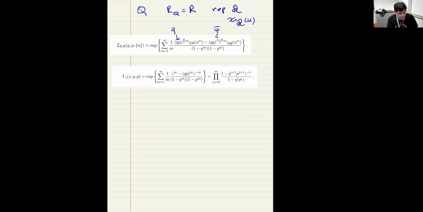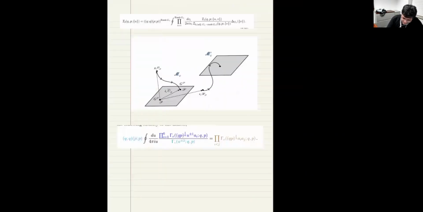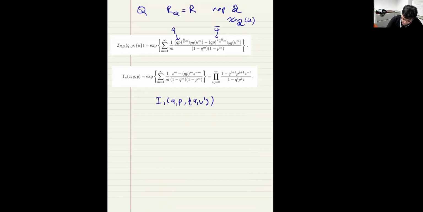And finally, if you want to compute an index of a gauge theory, the only thing you need to know is the index of a theory before you gauge a certain symmetry. And let us define that index to be function I1 of Q, P, and then 2 sets of fugacities, U and V, where the fugacities V correspond to the symmetry you want to gauge, and U correspond to the global symmetry. And then the index of the theory with that symmetry gauged is just given by some kind of an integral, of this sort.